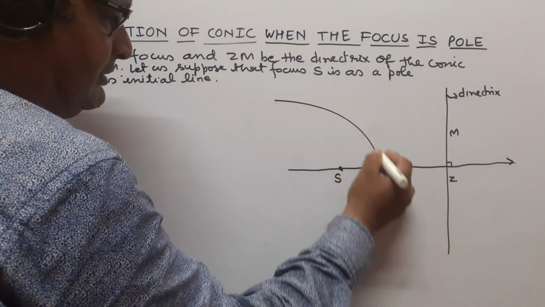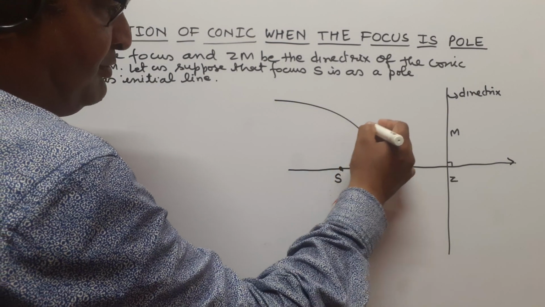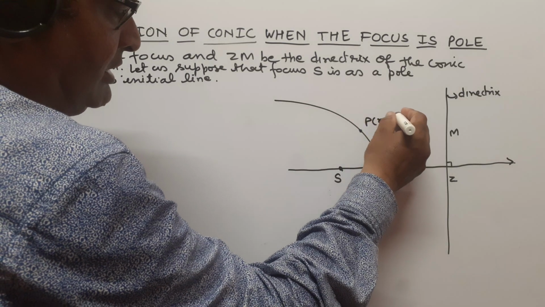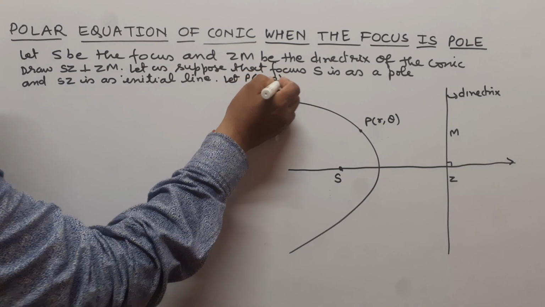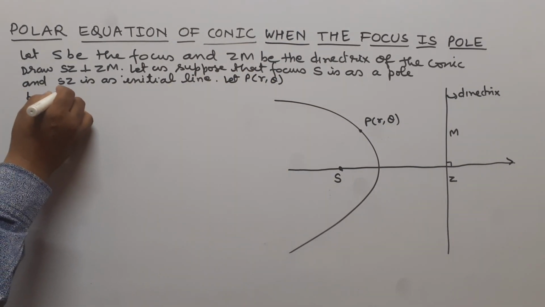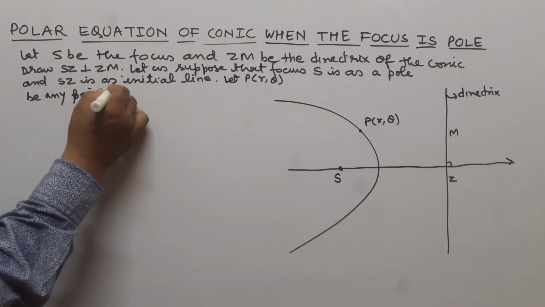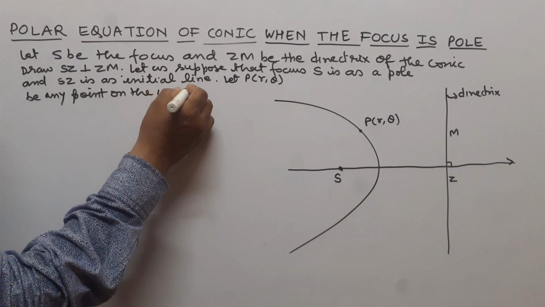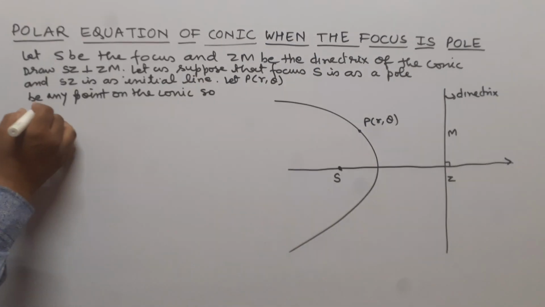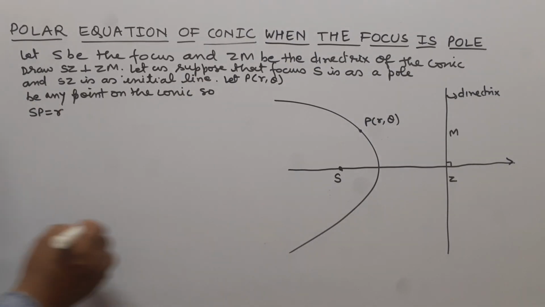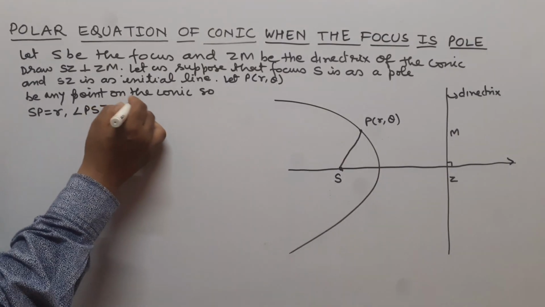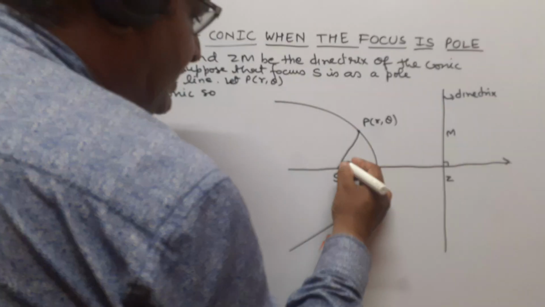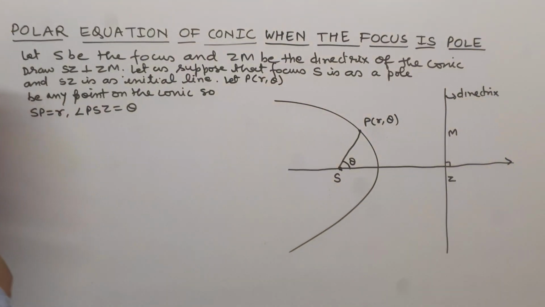Now here P is some point whose polar coordinates are r, theta. Let P(r, theta) be any point on the conic. So here SP is equal to small r because S is the pole, and angle PSZ, this is the vectorial angle, which is equal to theta here.